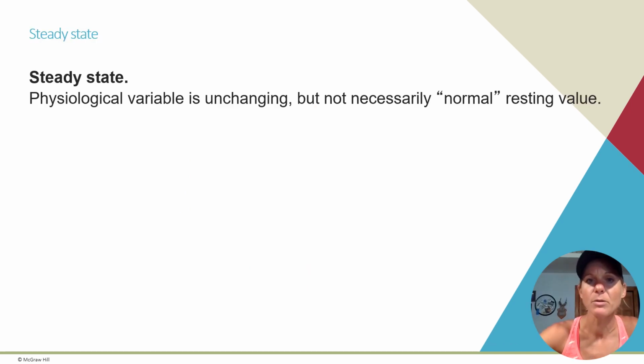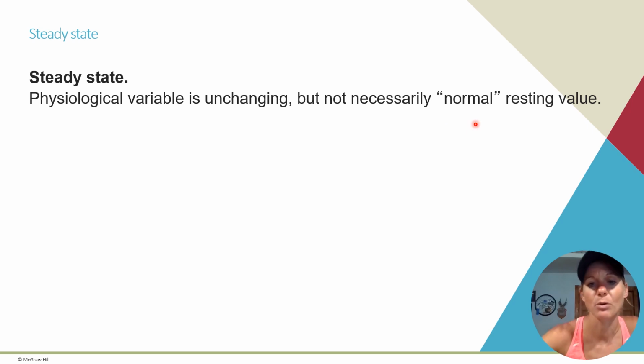Okay. We also have something known as steady state. Steady state is when a variable is unchanging but isn't necessarily within those normal resting values. We use steady state a lot when we do a moderate exercise bout, like an elliptical or a nice moderate jog or run, something along those lines.